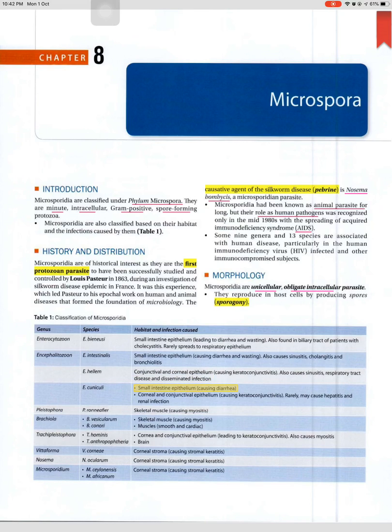Encephalitozoon cuniculi: small intestine epithelium, causing diarrhea. Corneal and conjunctival epithelium, causing keratoconjunctivitis. Rarely, may cause hepatitis and renal infection. Pleistophora: skeletal muscle, causing myositis. Brachiola vesicularum: skeletal muscle, causing myositis. Brachiola connori: smooth and cardiac muscles. Trachipleistophora hominis: cornea and conjunctival epithelium, leading to keratoconjunctivitis. Also causes myositis. Trachipleistophora anthropophthera: brain. Vittaforma corneae: corneal stroma, causing stromal keratitis. Nosema ocularum: corneal stroma, causing stromal keratitis. Microsporidium ceylonensis: corneal stroma, causing stromal keratitis.